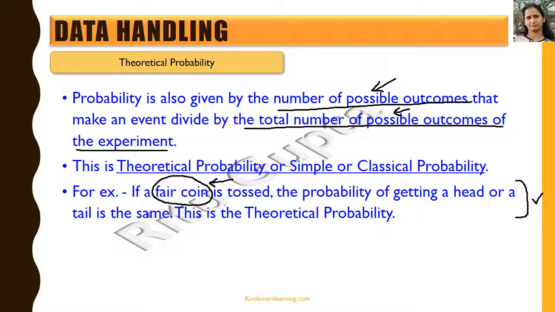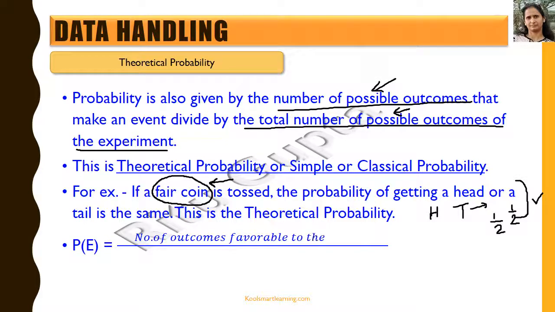So we are saying if a fair coin is tossed, the probability of getting a head or the tail is the same, because there are a total of two possible outcomes: either you get a head or you get a tail. The probability of getting a head is 1 by 2, where the total number of outcomes is 2. Similarly, for tail, the probability becomes 1 by 2. So the probability of getting a head or a tail is the same, and this is the theoretical probability. We put it in this formula.